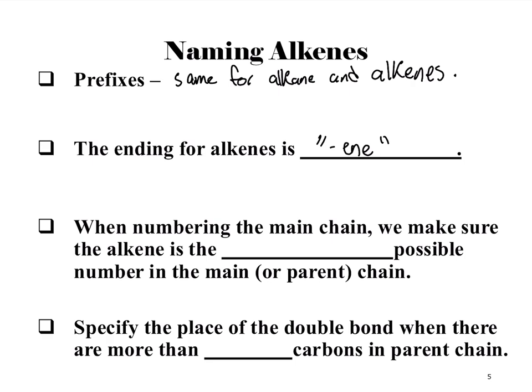So if you have cyclohexene, that means there's a double bond in there. If you have hexene, that means there's a double bond in there. Pentene, there's a double bond in there. And so when we are numbering an alkene chain, the same way we try to keep the substituent groups on the lowest possible number, for alkenes we always want the double bond on the lowest possible number on the main or parent chain.